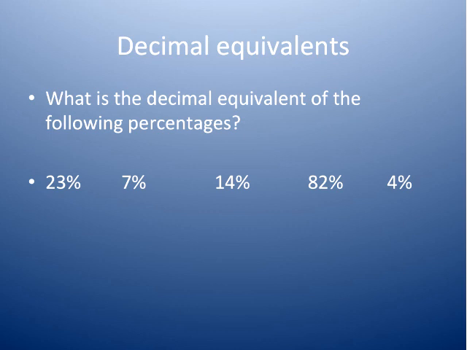So the first one, let's look at 23%. 23% is 23 out of 100. 2 zeros, 2 decimal places. So it equals decimal 0.23. The next one was 7%. 7 out of 100. Now these ones we have to remember.